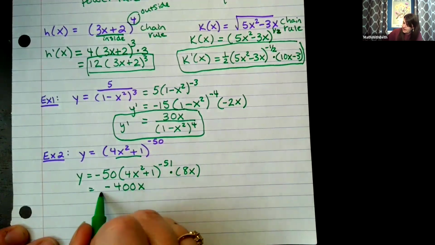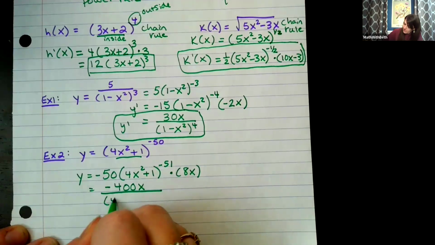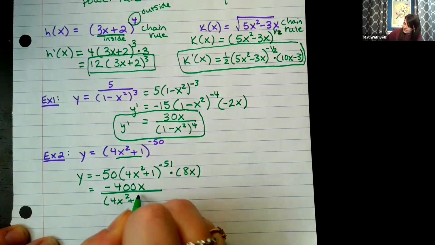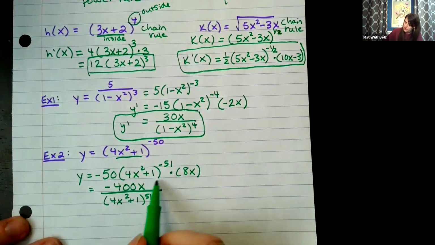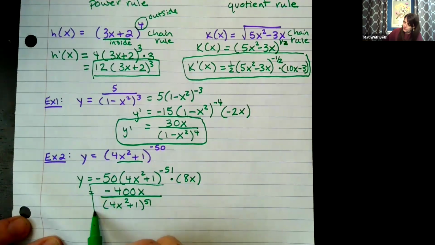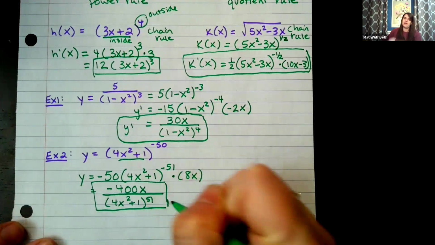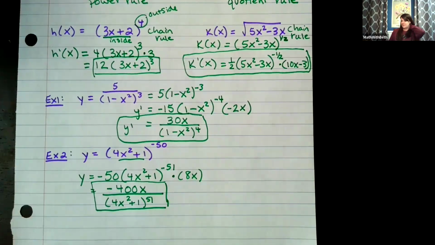And since this had a negative exponent, I could again go ahead and move that to the bottom, because we usually don't want to leave negative exponents. Okay, so that is the chain rule. It obviously is going to take some practice.